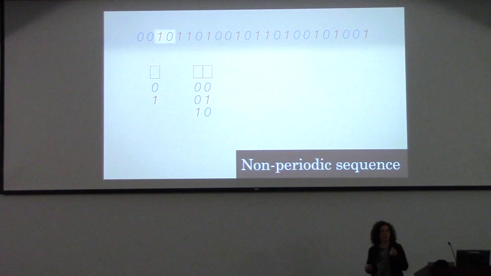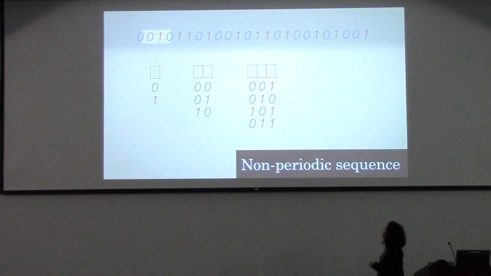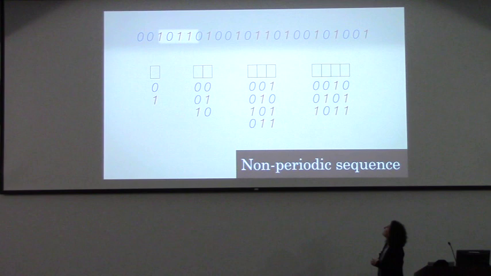How about 3? 0, 0, 1. 0, 1, 0. 1, 0, 1. 0, 1, 1. 4 ways to fill in the window of size 3. Okay? Window size 4: 0, 0, 1, 0, 0, 1, 0, 1, 1, 0, 1, 1, 0, 1, 1, 0, 1, 1, 0, 1. There are 5 ways to fill in the window of size 4.